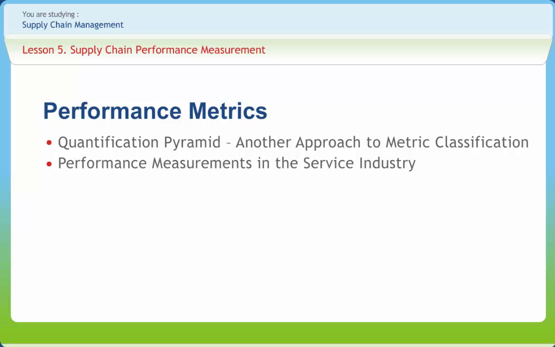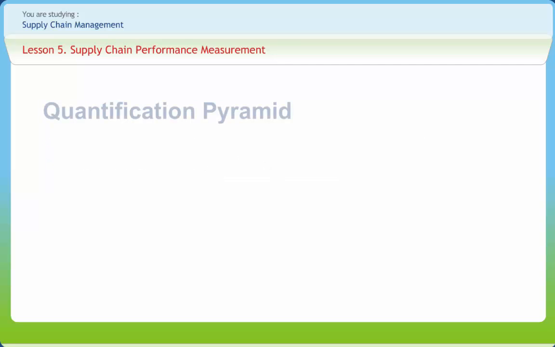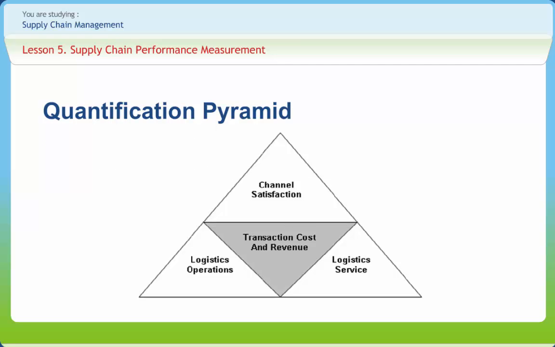Parasuraman and Johnston et al. have independently developed a way of describing service quality measures which specifically focus on the characteristics of the service industry. These models have also been successfully implemented in a number of service organizations. The figure here illustrates a quantification pyramid. Let us have a look at it and understand it further.